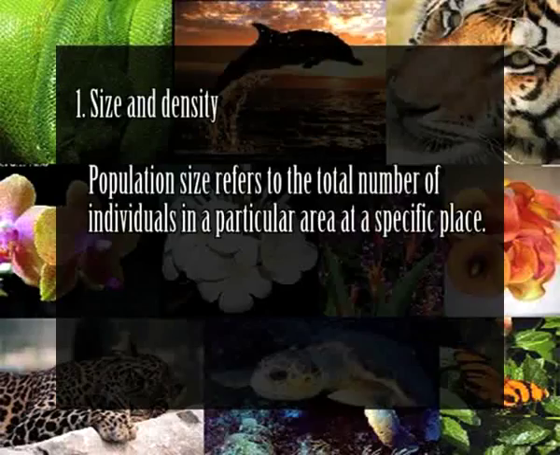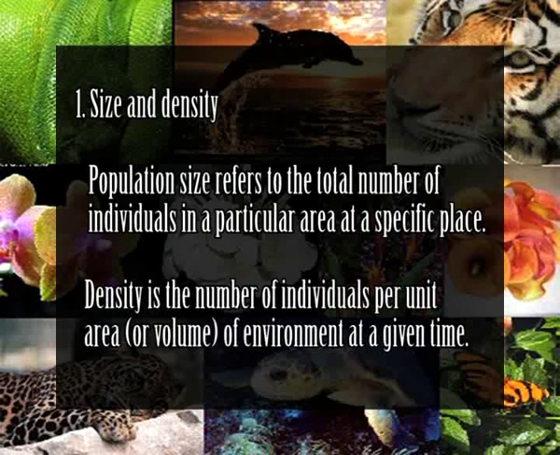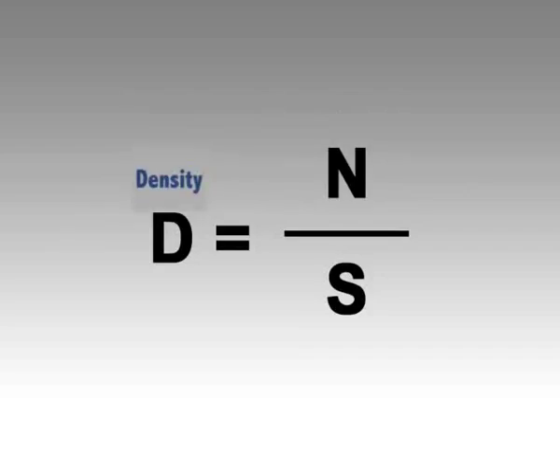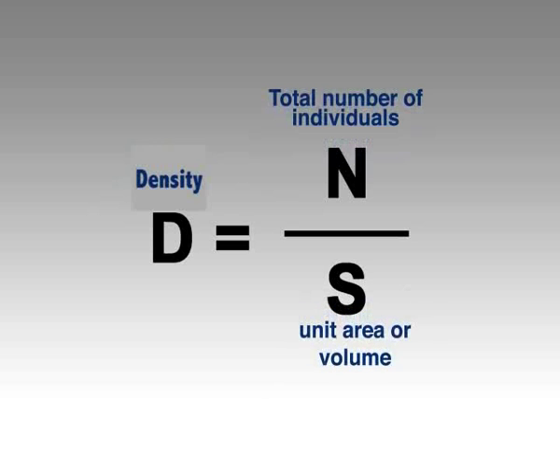Primary characteristics. Now, first is size and density. Population size simply refers to the total number of individuals in a particular area at a specific place, whereas the density is the number of individuals per unit area or volume of environment at a given time. Density of a population can be calculated by using the following formula: D is equal to N divided by S, where D is the density, N is the total number of individuals and S the unit area or volume occupied by the population.